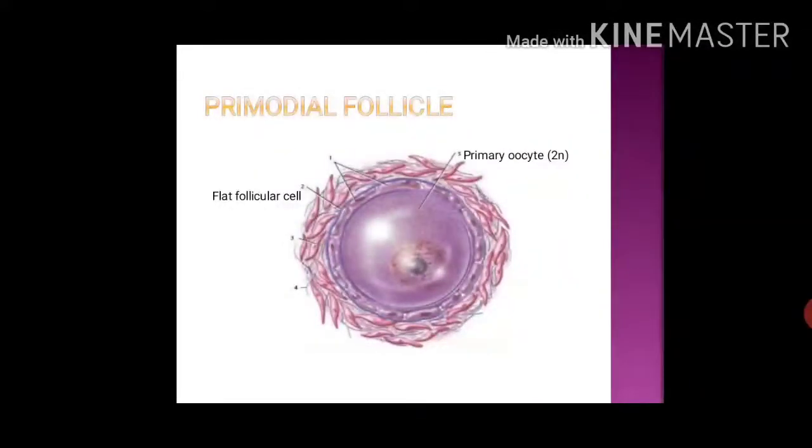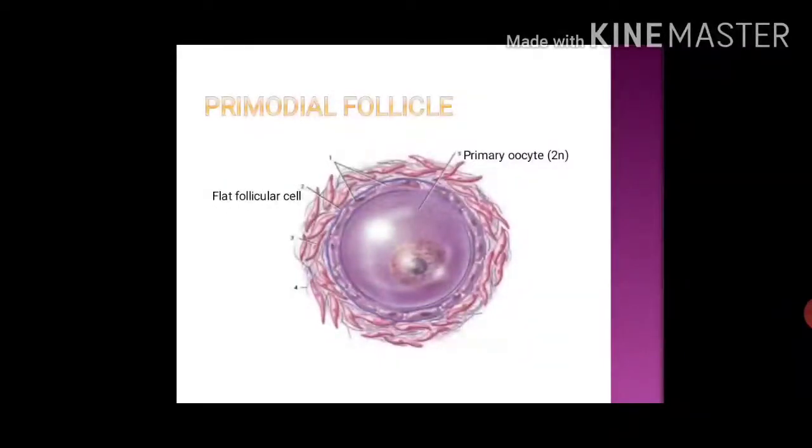In the structure of the primordial follicle, the outermost flat follicular cells are present, and at the center a large primary oocyte is present. This primordial follicle is formed from the endodermal cells, the germinal epithelial cells. In this, the primary oocytes start their meiotic division but get arrested at meiosis 1 of the prophase. There are about 2 million primordial follicles embedded in the fetal ovary.